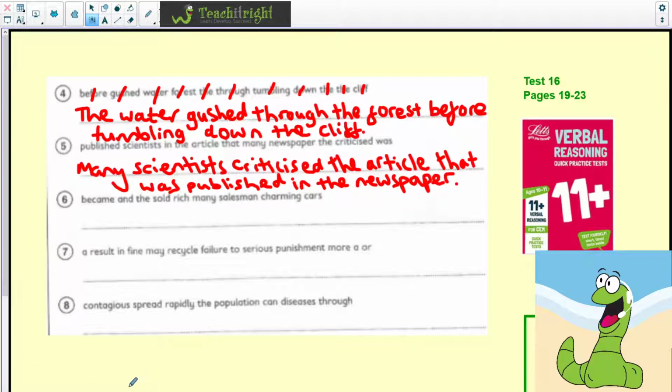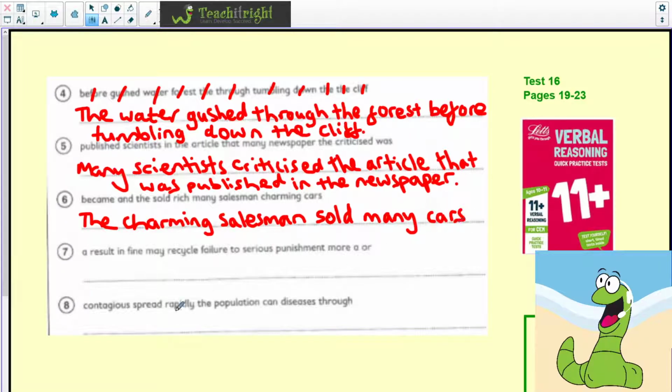Well done, if you got that sentence. Number 6. Now the sentence we need here is the charming. So we're describing someone. The charming salesman sold many cars and became rich. So again, crossing out the words that we've used. And you can see we've used all of them.